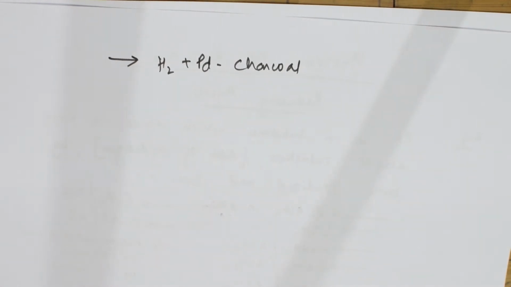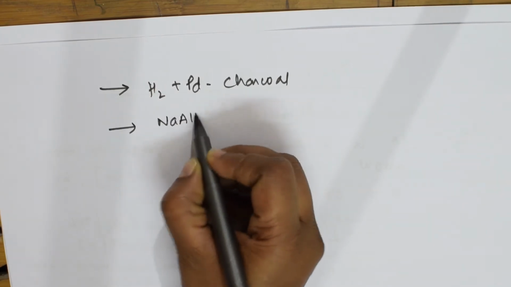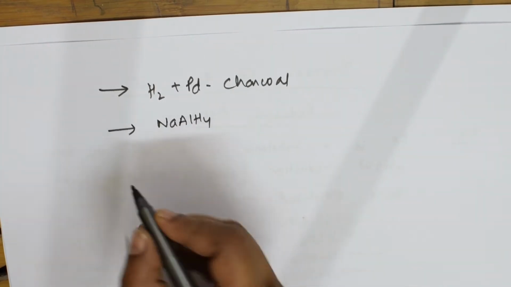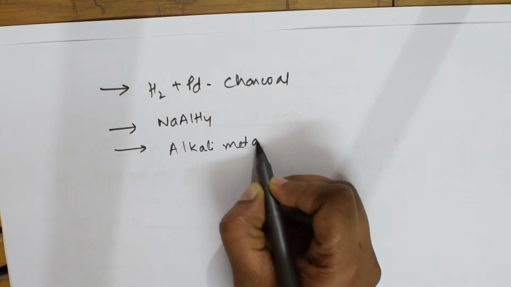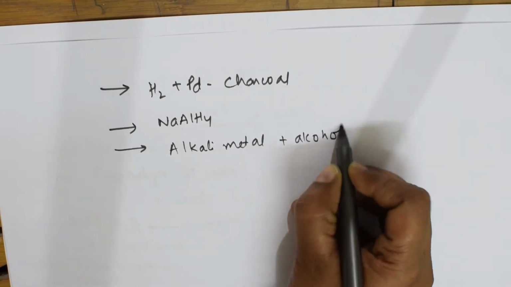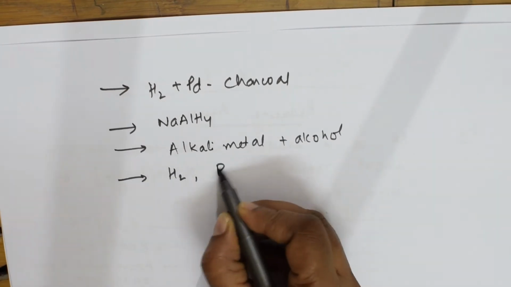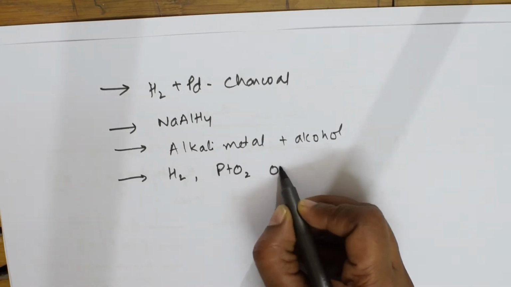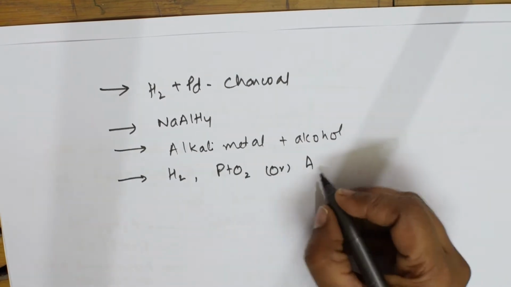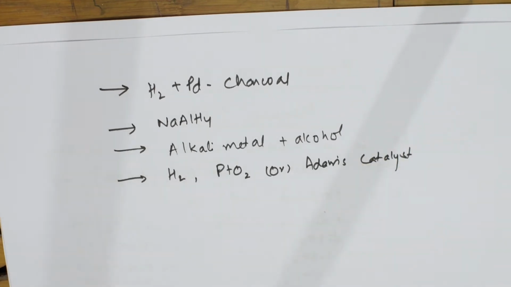Next, one more reducing agent which I wish to share with you all is sodium aluminium hydride. Next reducing agent is alkali metal and alcohol. Next reducing agent is hydrogen with PtO2, platinum oxide, or Adams catalyst, platinum dioxide. Apart from this, what are the others we have?